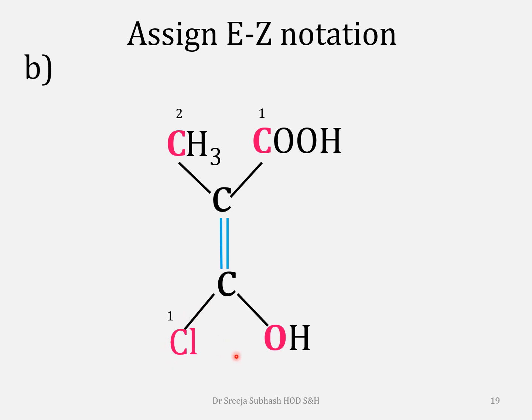So let us assign priority now. Chlorine gets the first priority, oxygen gets the second priority. So the priorities are now assigned. Now it's time for assigning the notation, E or Z. This is done by looking at the positions of the higher priority groups. Priority 1 groups are placed on opposite sides of the C double bond C. So the notation will be E. The compound is an E isomer.